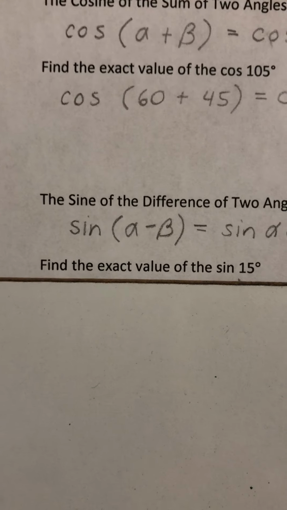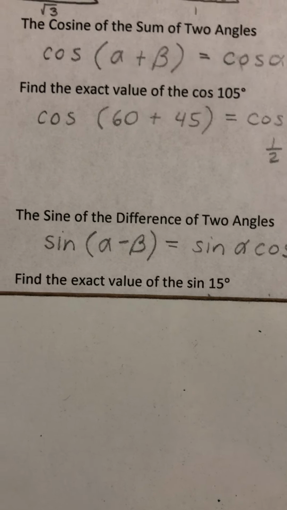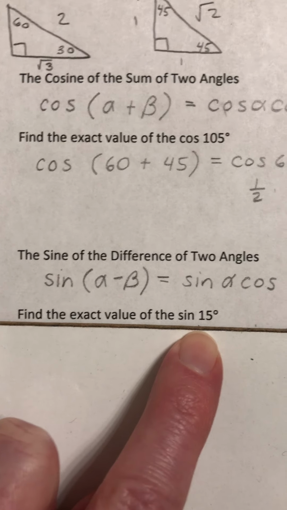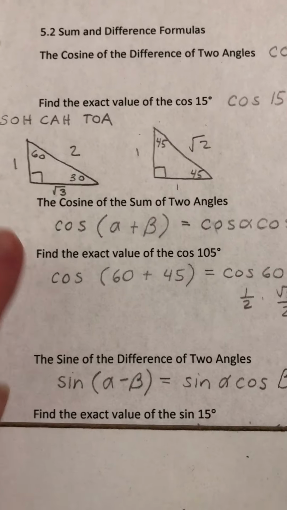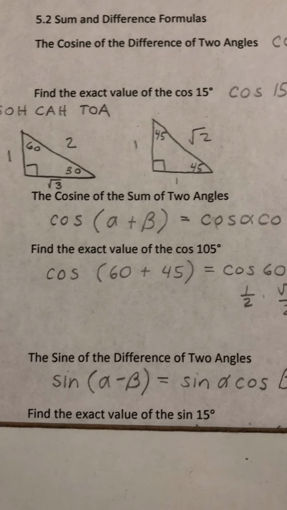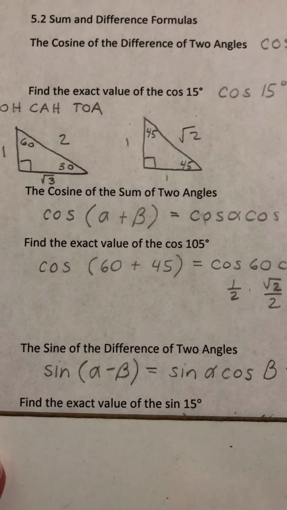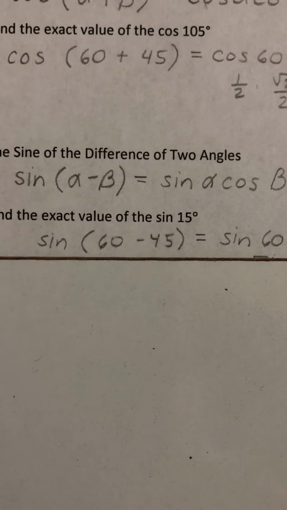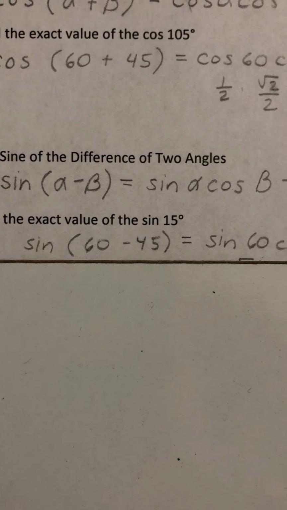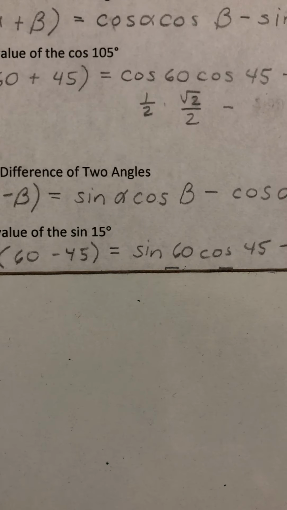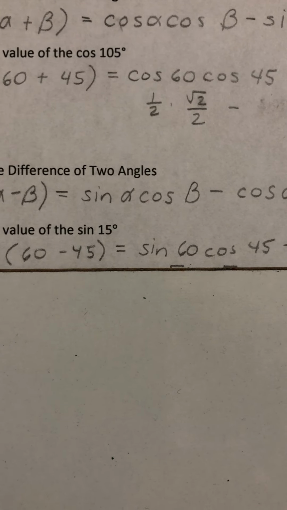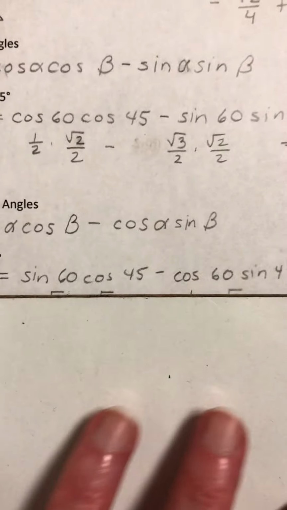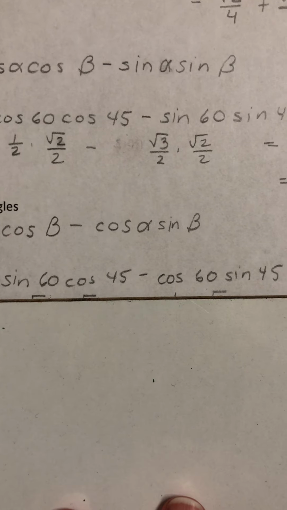So to find the exact value of the sine of 15 degrees, if we want to do a subtraction, we're going to try to find two angles from our special angles here that subtract to give you 15 degrees. And you can use 60 minus 45. So 60 becomes our alpha, 45 degrees becomes our beta, plug it into the formula. Everywhere you see the first angle, you put 60. The second angle, you put 45.